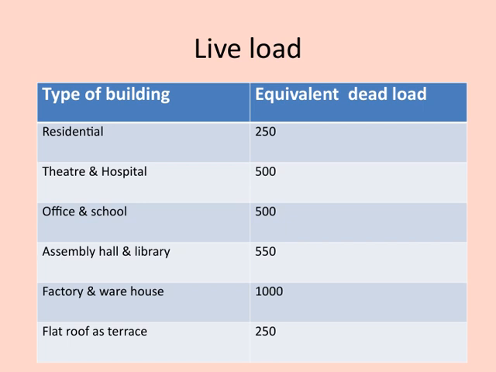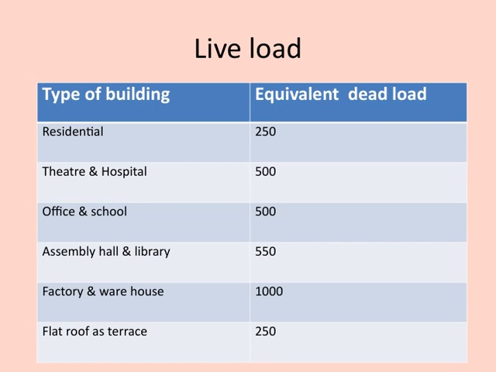Moving on, theaters and hospitals have a higher live load, about 500 kilograms per square meter, because these spaces often require heavier equipment and more furniture. Similarly, office buildings and schools also carry a live load of around 500 kilograms due to desks, chairs, and the movement of people. When we look at assembly halls and libraries, the load increases slightly to about 550 kilograms, accounting for larger groups of people and the additional shelving or seating arrangements. Factories and warehouses are on the higher end, with live loads reaching up to 1,000 kilograms per square meter, since these spaces often store heavy machinery and materials.